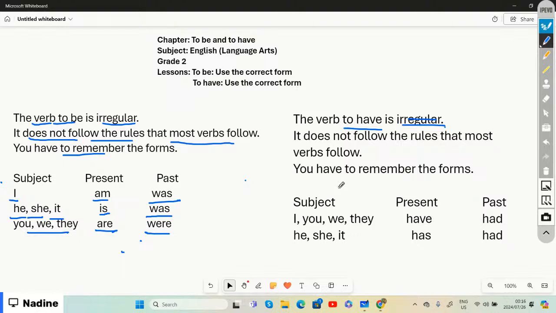So we say that we're going to have to remember the rules. It's not like we're saying you need to add this or add that in order for it to change to either the past tense, the present tense, or so on, right? You're just going to have to remember it.